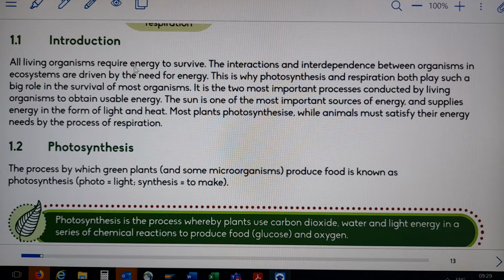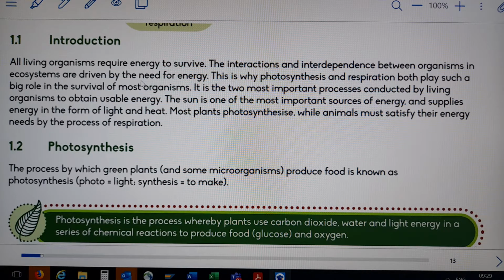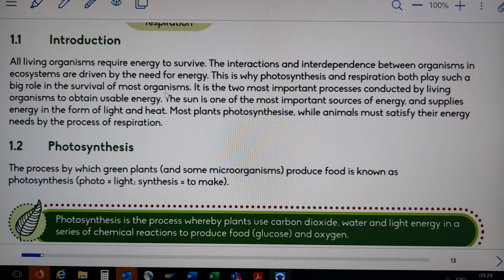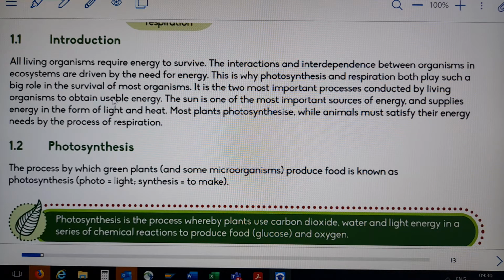All living organisms require energy to survive. The interactions and interdependence between organisms in ecosystem are driven by the need of energy. So for survival, we need energy. This is why photosynthesis and respiration both play such a big role in survival of most organisms. So for most organisms, we need 2 things for survival. We need respiration and we need photosynthesis. It is the 2 most important processes conducted by living organisms to obtain and use.